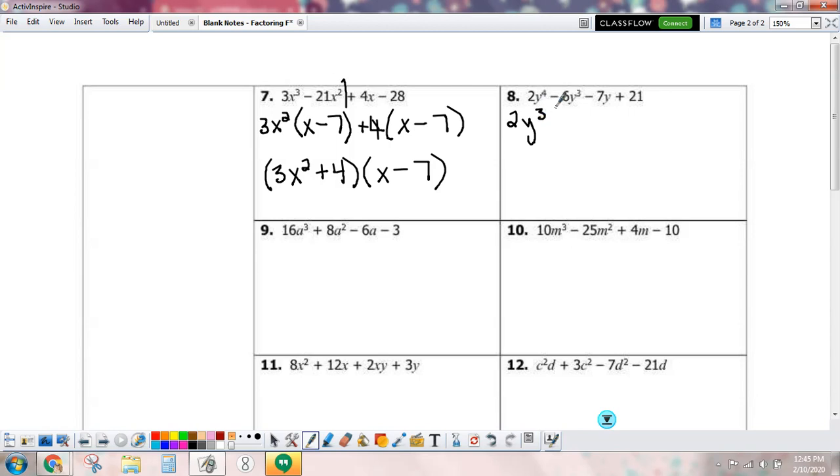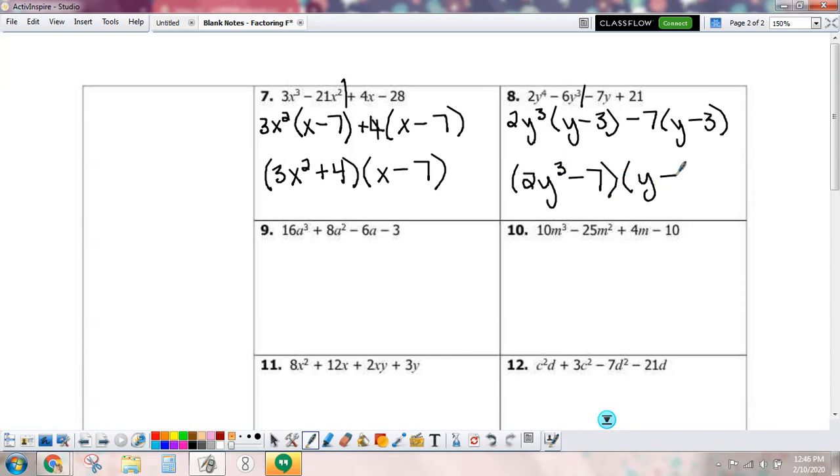For 8, you should get 2y to the third, and then in parentheses, y minus 3, and then minus 7 times y minus 3. So then you have 2y to the third minus 7 times y minus 3. All right, for number 9, again, we're going to split it.